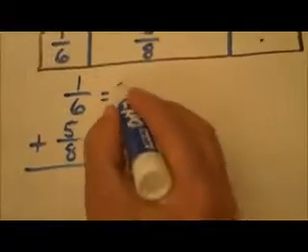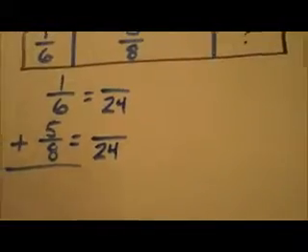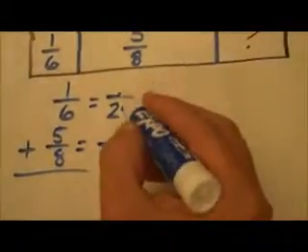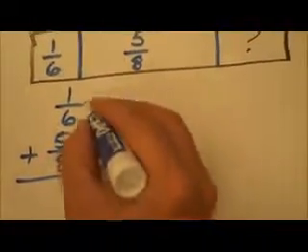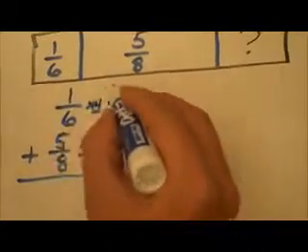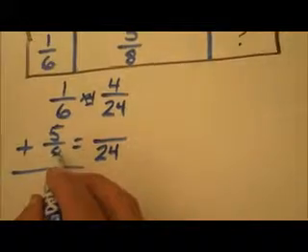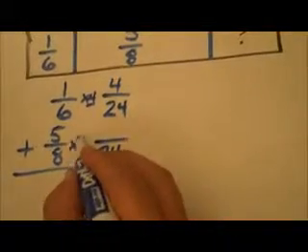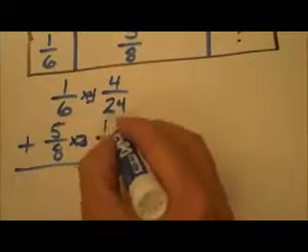Very good. We will switch to 24ths. Now, as we have done all along, and you should be pros at this by this point, how do we go from 6 to 24? Of course, times 4, so 1 times 4 is 4. How do we go from 8 to 24? We will multiply by 3, so now we have 5 times 3, which is 15.